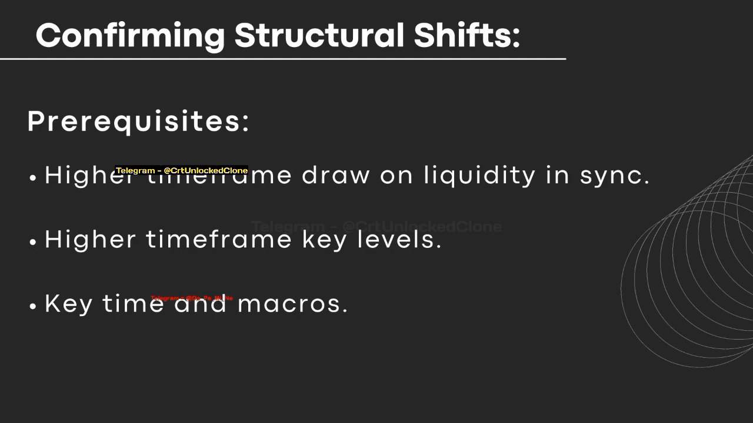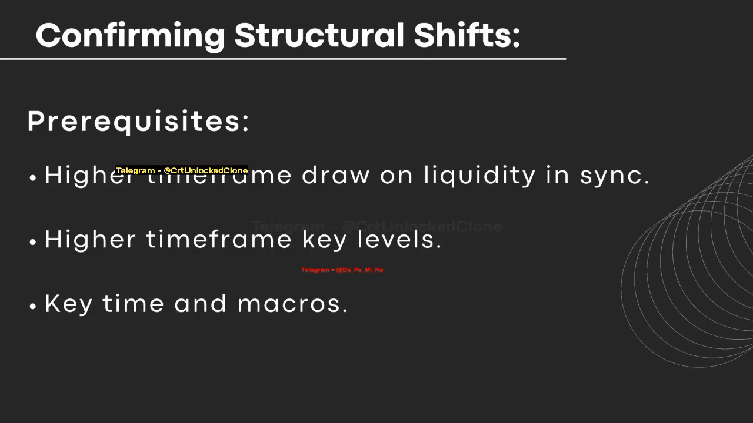So the main important prerequisites for structural shifts are the following. First of all, you need to be in line and in sync with the higher time frame drawn liquidity, and you must never trade against it. That's what you need to remember first of all. Another thing is that you would only be classifying and finding structural shifts if they occur at a higher time frame key level, right? Write that down. If they haven't formed at a higher time frame key level, then don't classify that as a correct one, because a higher time frame key level is a must for this concept right here.